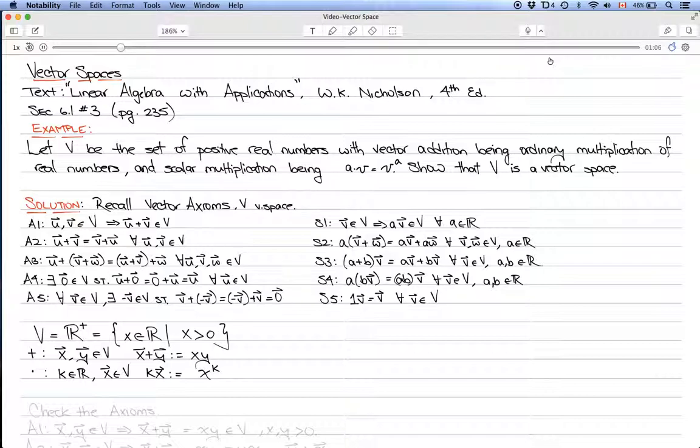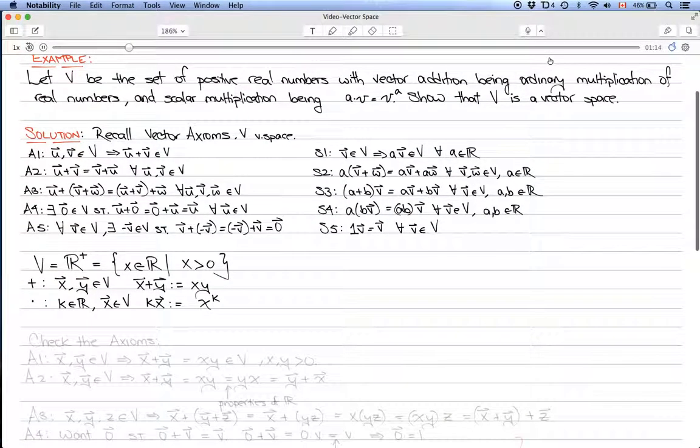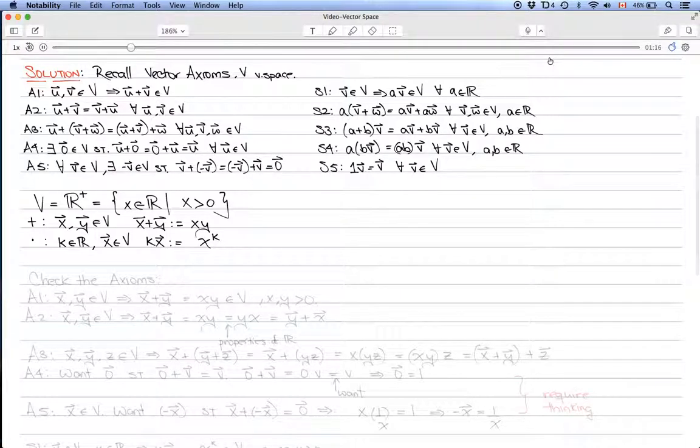To show that V with the given addition and scalar multiplication is a vector space, we have to show that axioms A1 through A5, the addition axioms, and S1 through S5, the scalar multiplication axioms, hold for this space. So let's check the axioms. And keep in mind that most of these follow quite readily by the properties of real numbers.